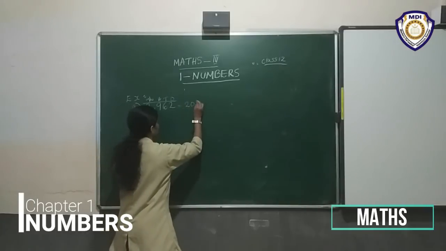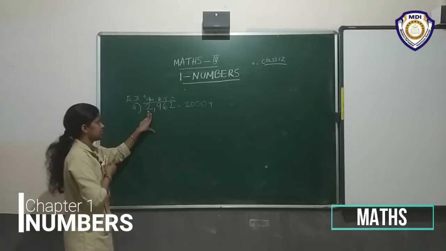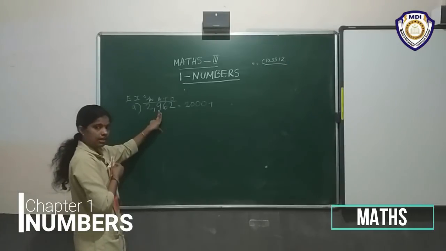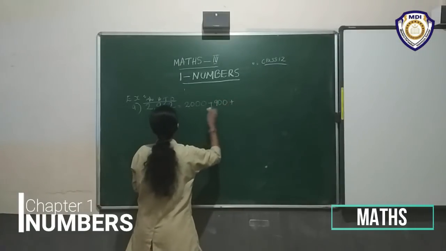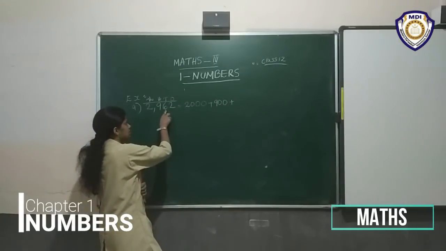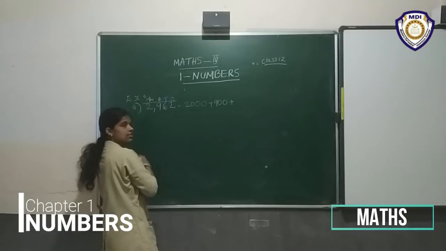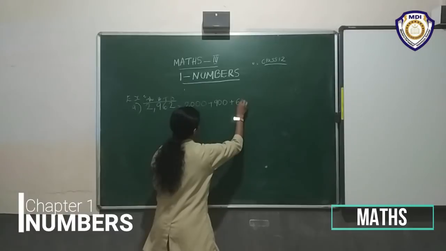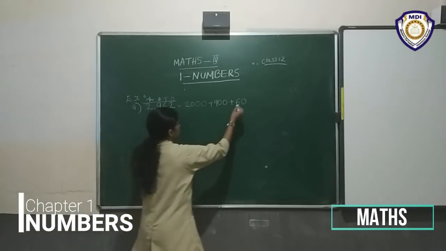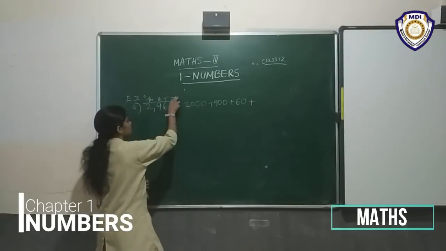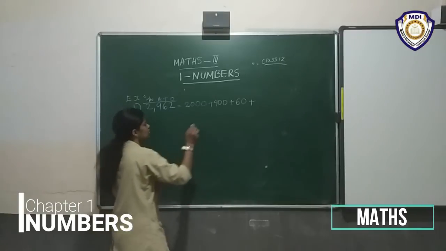2,000 plus 900 plus, 6 in the tens place. 6 into 10, 60. Then 2 is in the ones place. 2 into 1, 2.